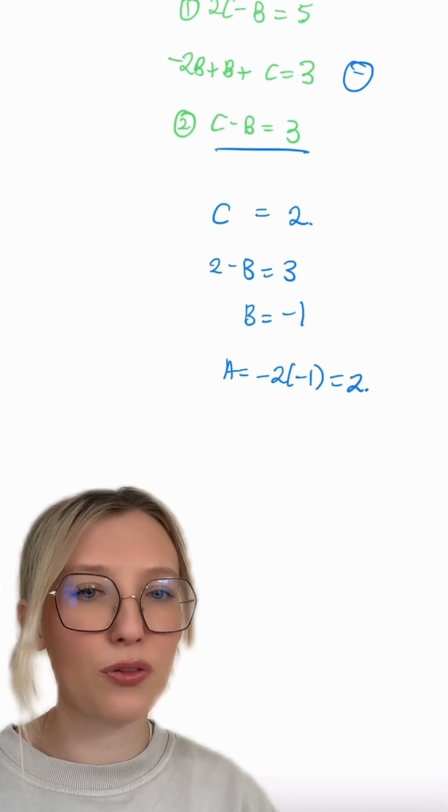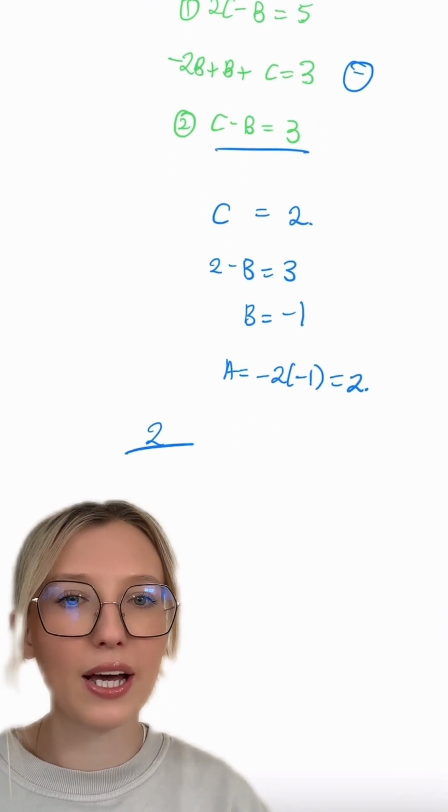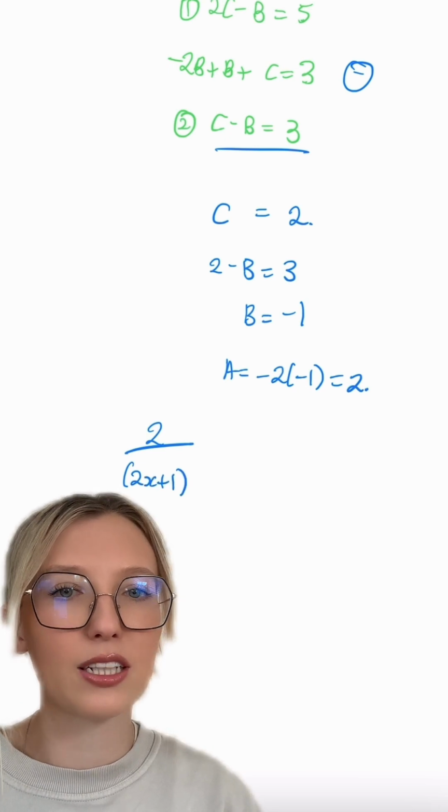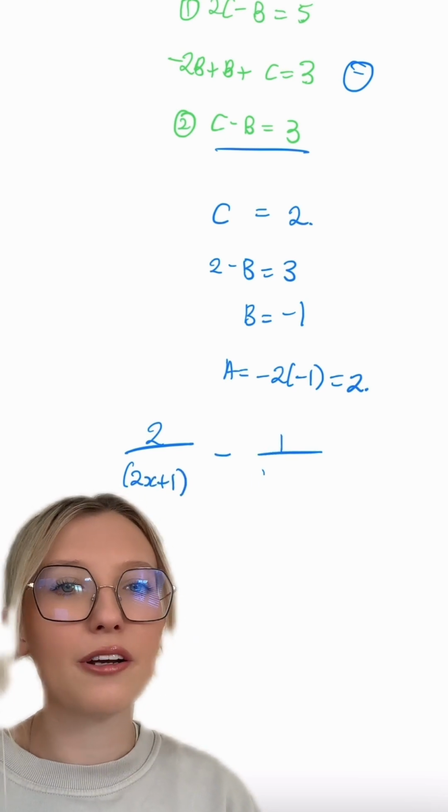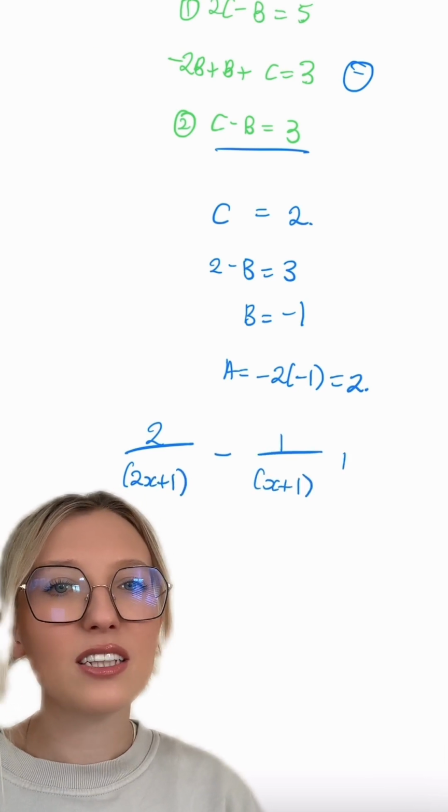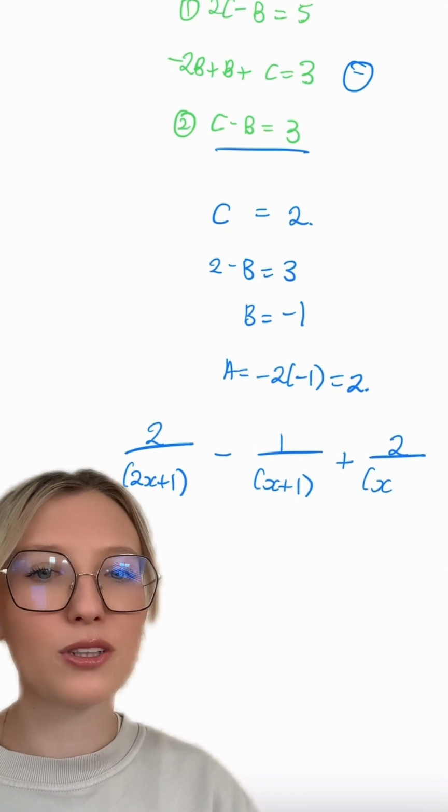Now we've got these 3 numerators of our fractions, we can go ahead and write this as 2 over 2x plus 1, minus 1 over x plus 1, and then add 2 over x plus 1 squared.